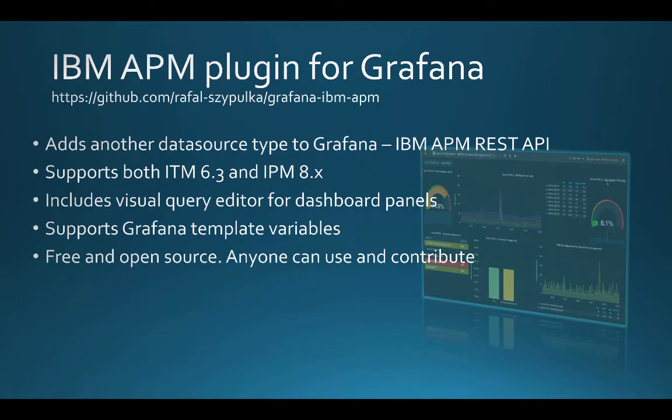IBM APM plugin adds another data source type to Grafana, which is IBM APM. It supports both IBM Tivoli Monitoring version 6 and IBM Performance Management version 8. Data source connects directly to IBM APM metric REST API and collects metrics data based on the queries defined within dashboard panels and time range defined for a particular dashboard.